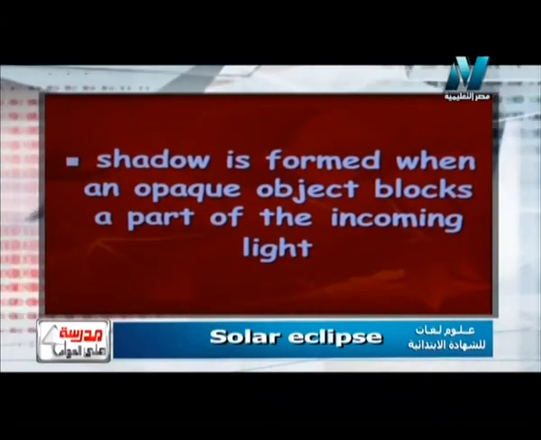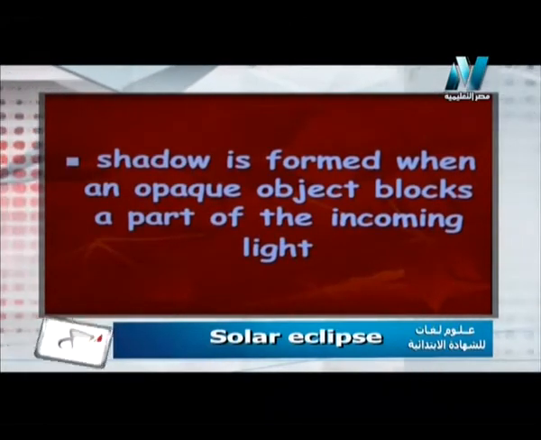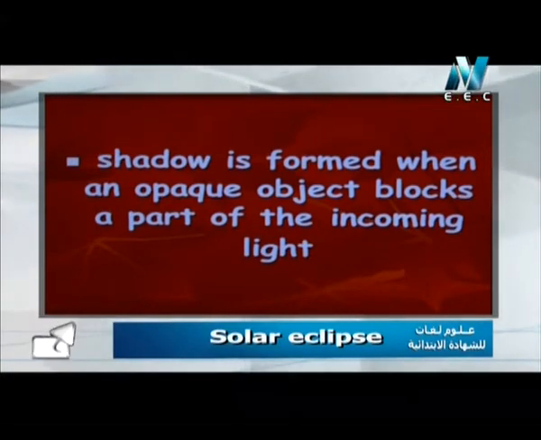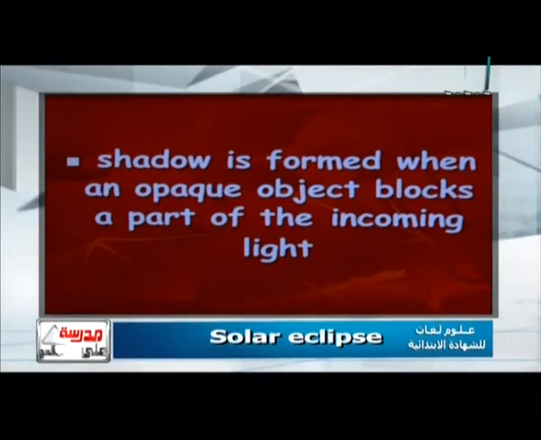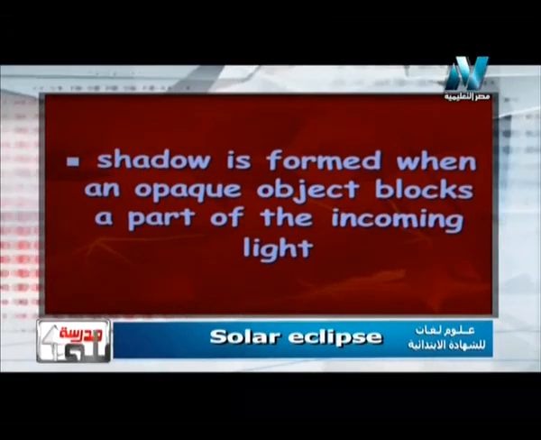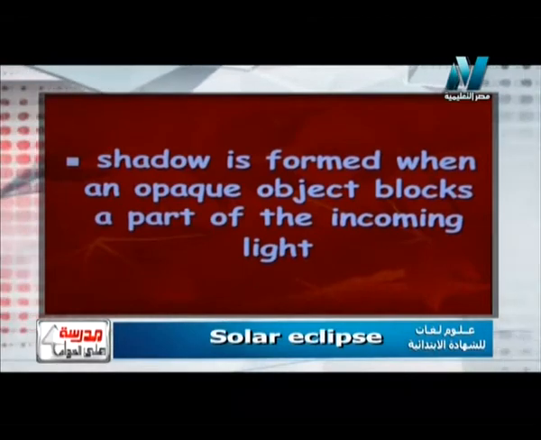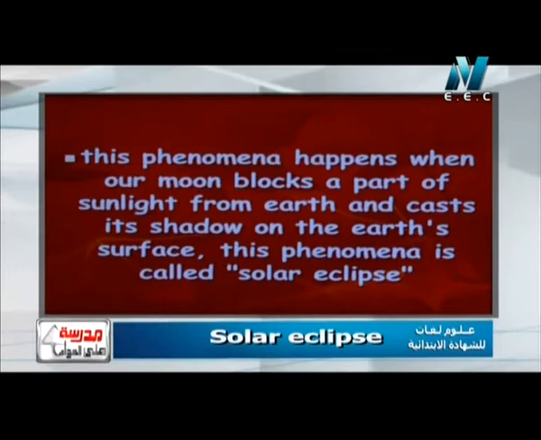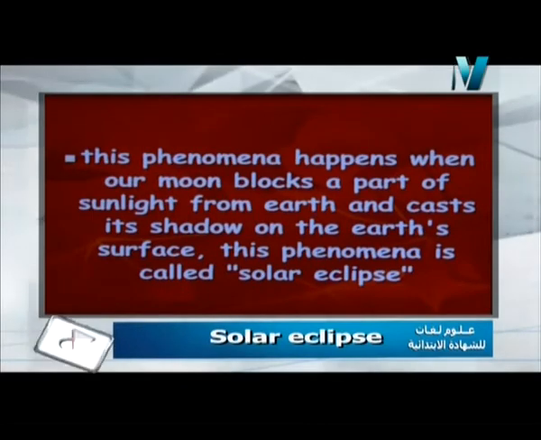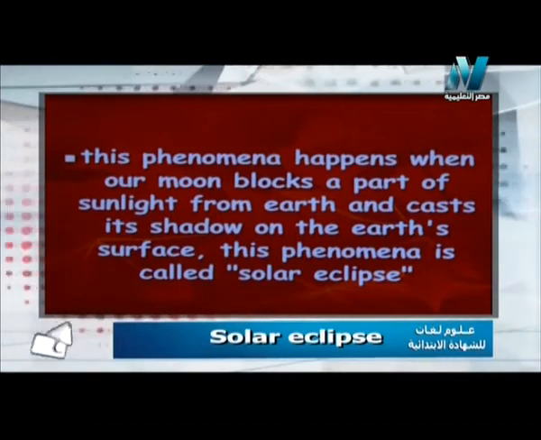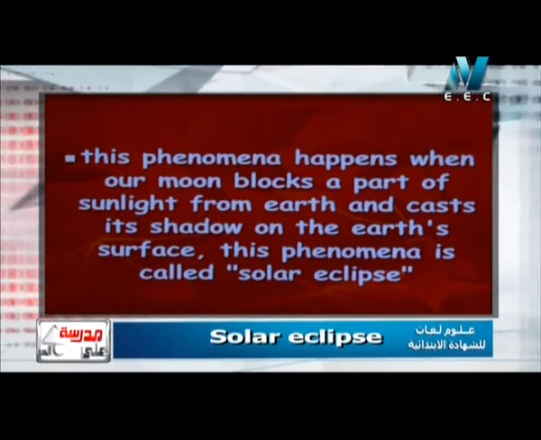So, a shadow is formed when an opaque object blocks a part of the sunlight or incoming light, as we said at the first of this episode. We said in the first episode why a shadow is formed: because an opaque object blocks a part of the incoming light. Also this phenomenon happens when our moon blocks a part of the sunlight from the earth and casts its shadow on the earth's surface. This phenomenon is called solar eclipse.